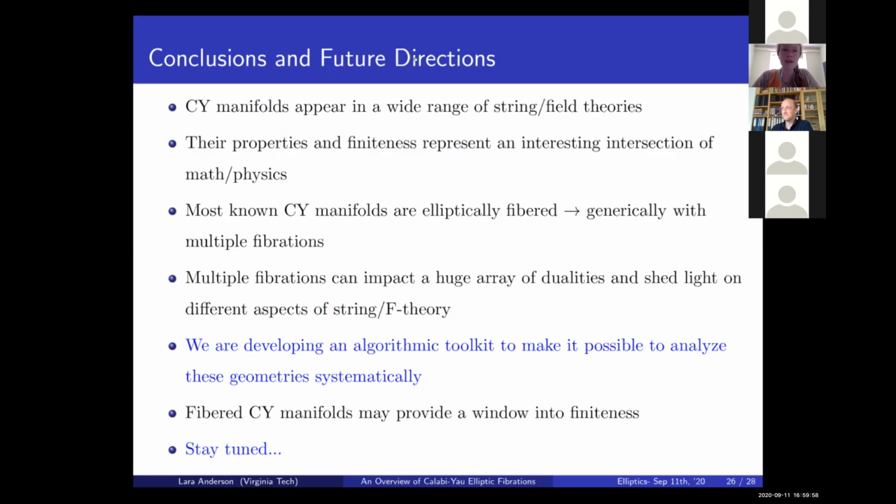So I will conclude here. Hopefully this broad overview has shown you Calabi-Yaus appear in a wide range of string and field theories. Their properties and finiteness can be an interesting intersection of math and physics. Relatively new work has shown that essentially all known Calabi-Yau manifolds are elliptically fibered, generically with multiple fibrations. And we're developing a toolkit for systematically decomposing these things into fiber and base. This might provide a window into finiteness in the future and hopefully a new set of computational tools that might be relevant. So with that, thank you for your patience and thank you again for a great week.